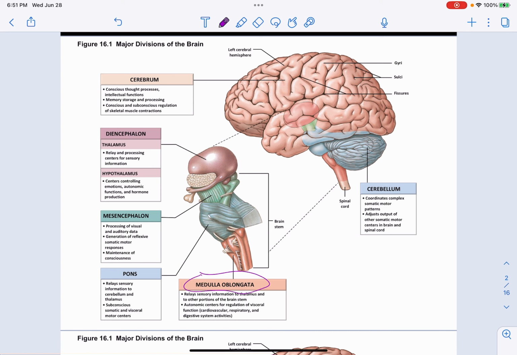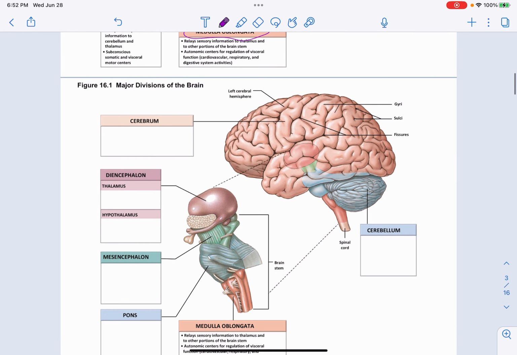We'll start there. Remember that that's where the spinal cord starts and then turns into the medulla oblongata. We'll work our way up to the pons. We'll talk about the mesencephalon. We'll talk about the diencephalon. We'll move over to the cerebellum. And then we will end by talking about the cerebrum and all of its many functions.